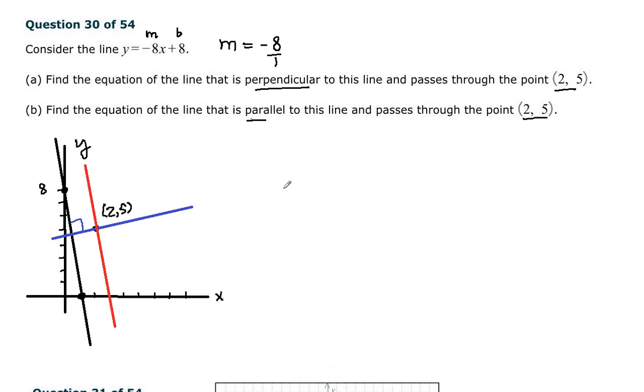Those guys are perpendicular. So for part A here, we're going to use y equals mx plus b. This is the perpendicular slope. So remember, perpendicular slopes are negative reciprocals. So we're going to take negative 8 over 1 and flip it and change the sign. So m will be 1/8. Then we can plug that into y equals mx plus b. Let me write my mx plus b up here. So 1/8 will go in for m, so it'll be 1/8 x plus b.